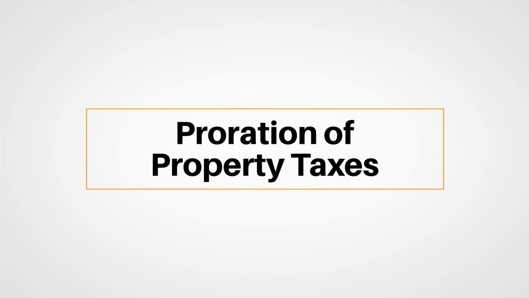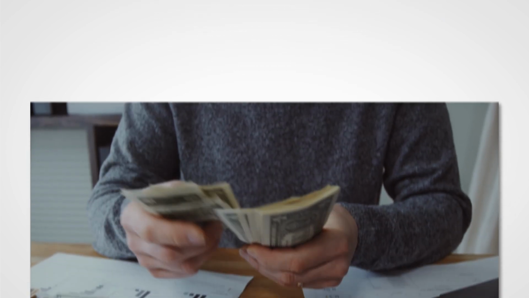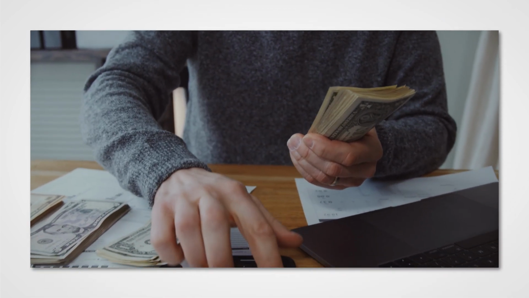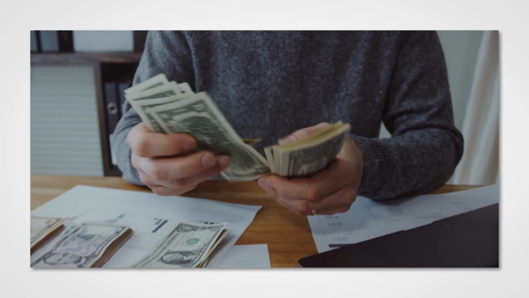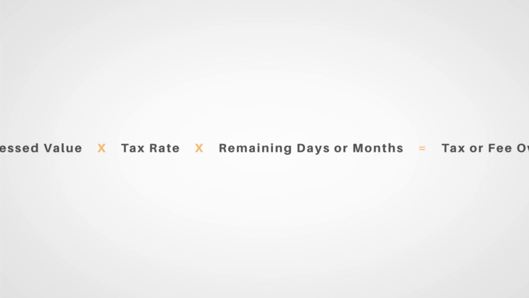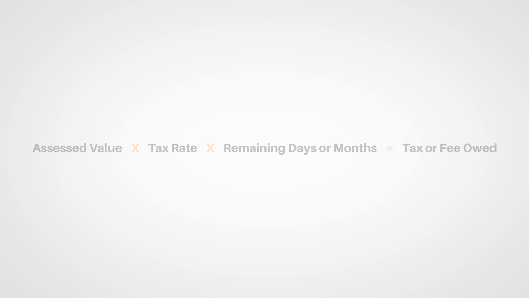The last type of calculation we'll discuss is the proration of property taxes. Property taxes are paid on a yearly basis. So whenever a property is sold, the cost of property taxes is divided between a buyer and seller based upon the portion of the year that each held the property. The buyer generally reimburses the seller at closing for the amount of taxes the seller paid for the days and months that they won't own the property. The formula for determining the amount of taxes owed by the buyer to the seller looks like this.